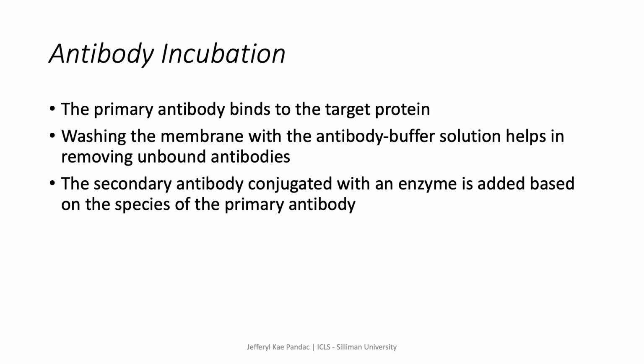After the blocking step, the primary and secondary antibodies are added. The primary antibody specifically binds to the target protein, and any unbound antibodies are removed by washing the membrane with a buffer. After the washing step, the secondary antibody conjugated with an enzyme is added based on the species of the primary antibody.